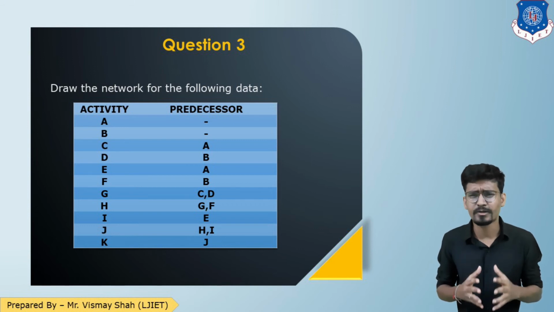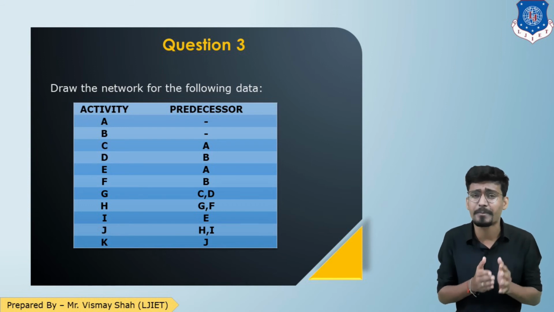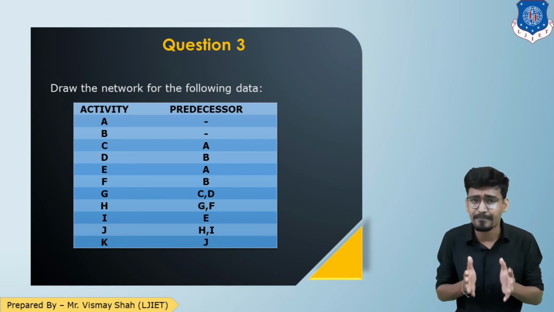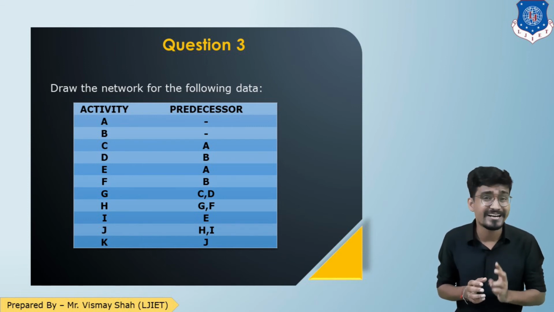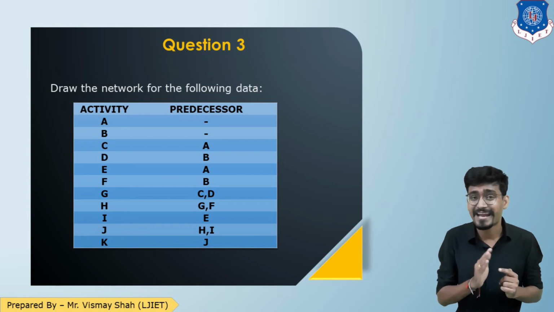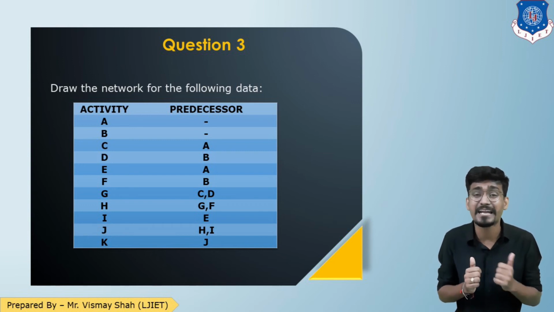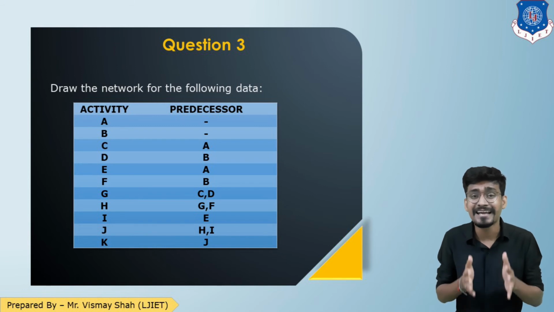So here, students, when the data is given in predecessor and successor form in tabular format, we will read 2 lines at a time. I'm talking about activities A and B here. Activities A and B do not have any predecessor. Predecessor means before that activity. So before A and B there is no activity. That means activities A and B are the starting activities.